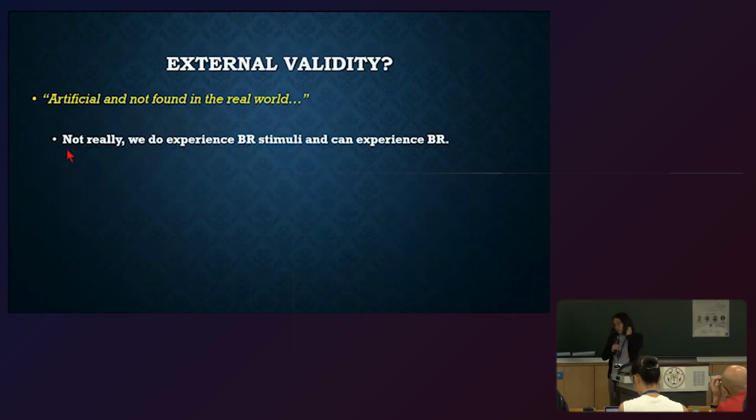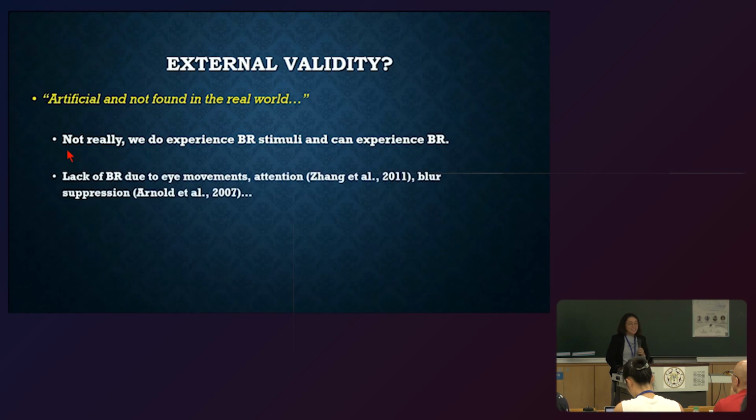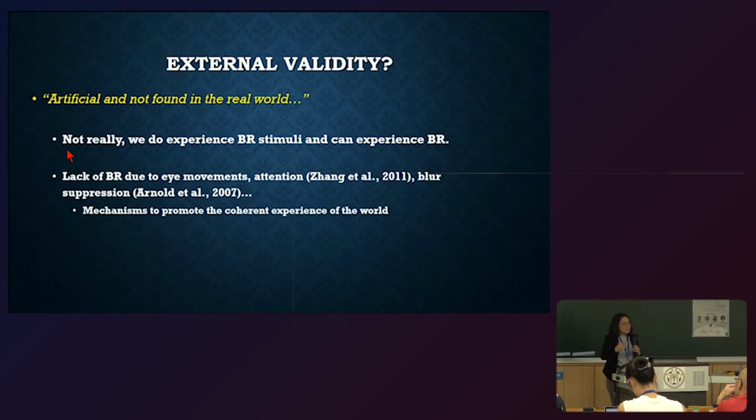So in regards to the first criticism of using such techniques to study visual awareness or any other aspect you're interested in, it is not valid, because we do experience rivalry and we can experience rivalry in the real world. But then why don't we experience it in our daily lives? Easy, look into the literature on attention. When things are closer, they are more blurred in the real world, and there is blur suppression going on. And so rivalry in a way contributes to mechanisms that promote coherent visual experience of the world.